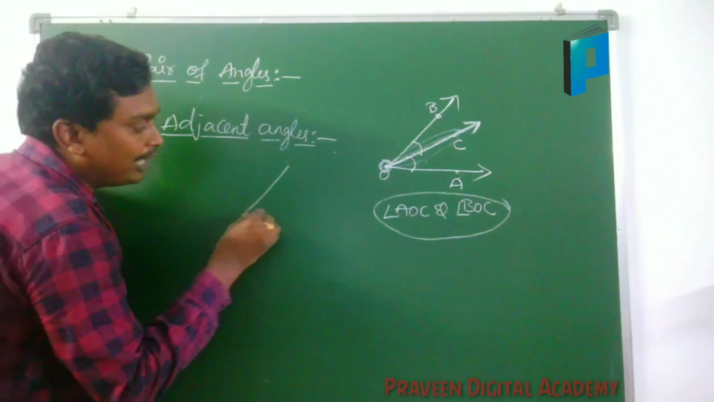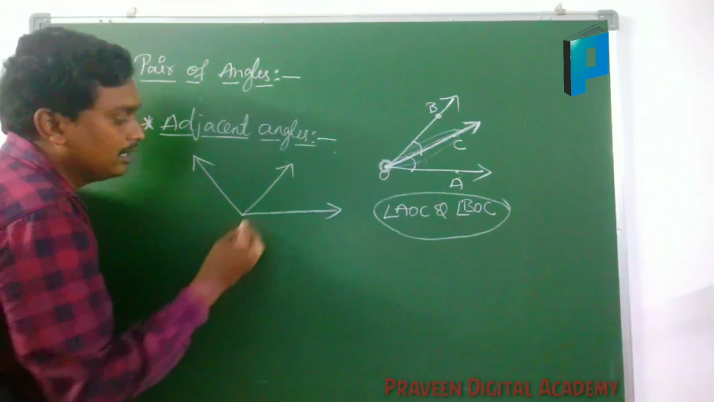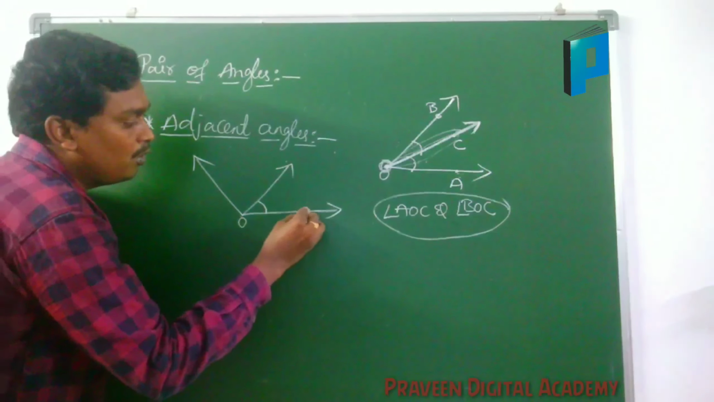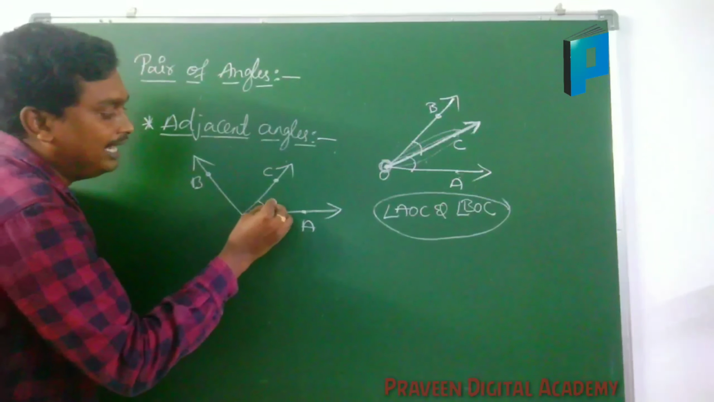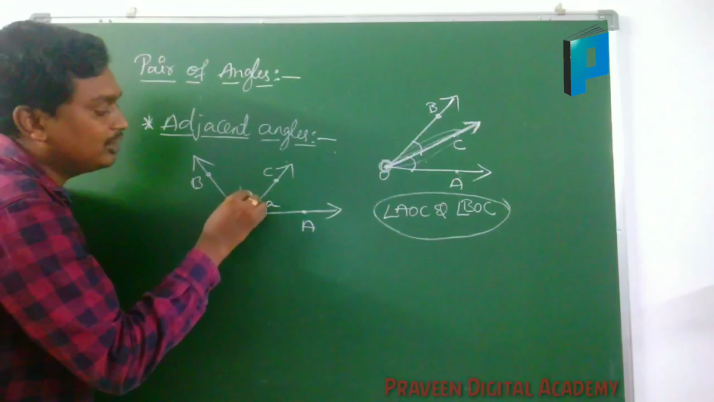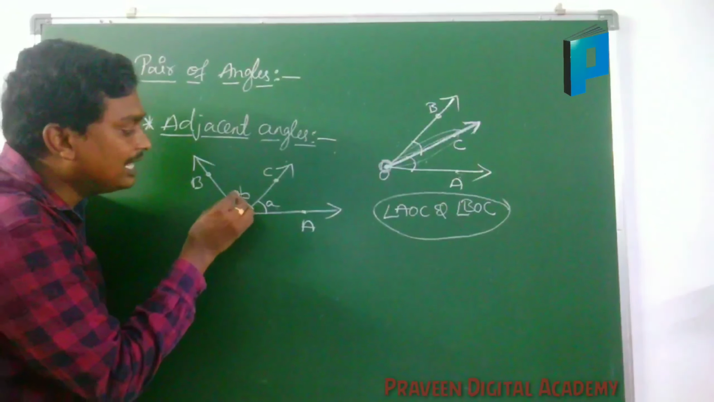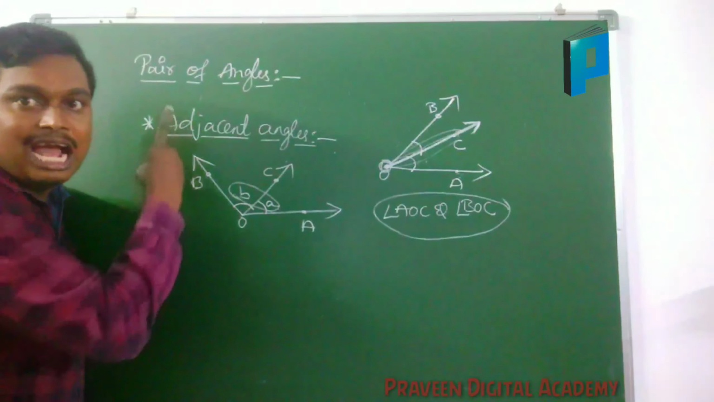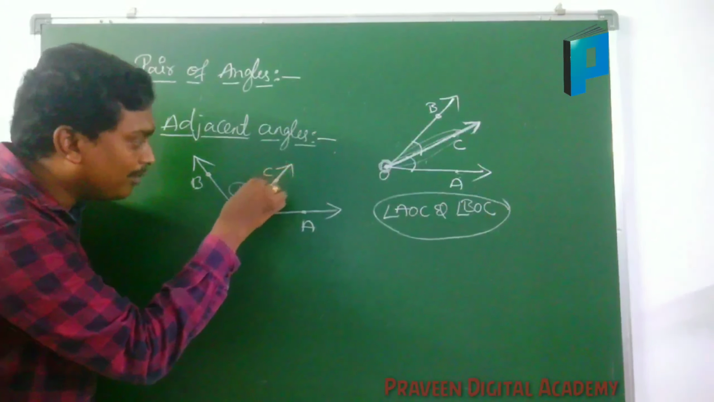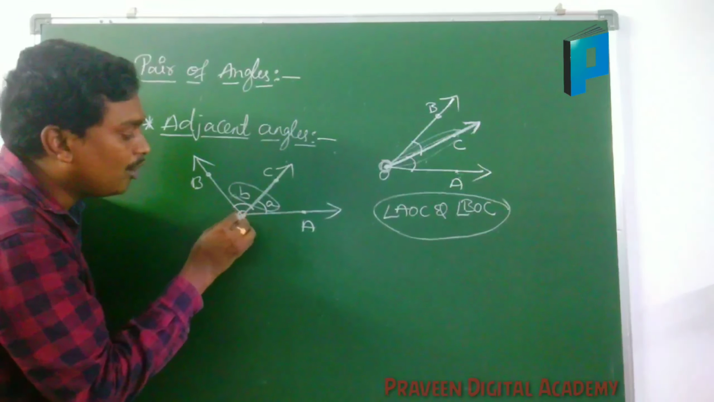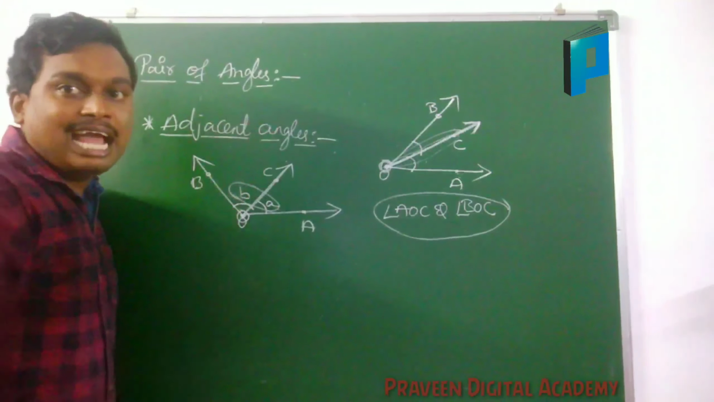Here, I will give you one more example to understand very clearly. Here, this is O, A, B, and here is C. And here the angle is small a, and here is small b. This small a and small b are the angles. Here, a and b are called adjacent angles. Why? Because both a and b have a common ray and common vertex O. So, a and b are called adjacent angles.